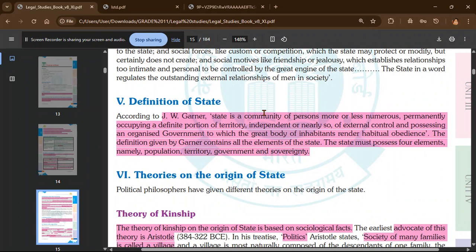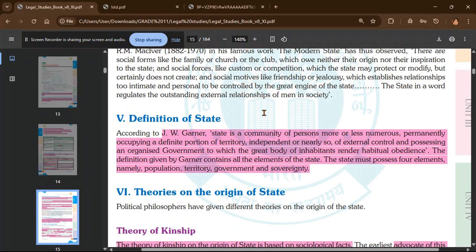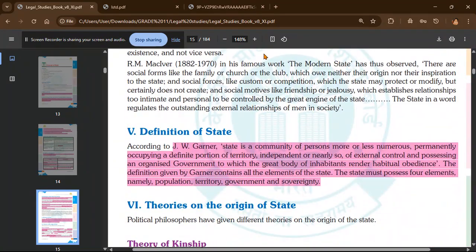Then another thing we know, see, in the definition between state and government, the first point we saw is that state has 4 essential elements. So these 4 essential elements have been elaborated here. First one was population. So this is what has been told in this line. State is a community or person more or less numerous. So this is population. Second is permanently occupying a definite proportion of territory. So this is territory. External control and possessing an organized government. External control means sovereignty, and possessing an organized government is government. So these are the 4 essential elements to which it renders habitual obedience.